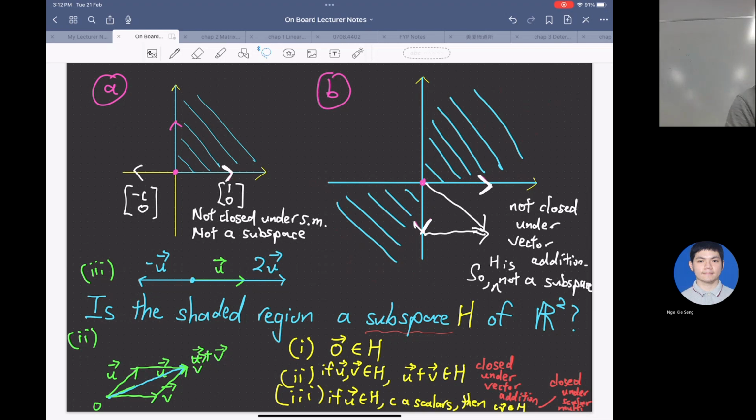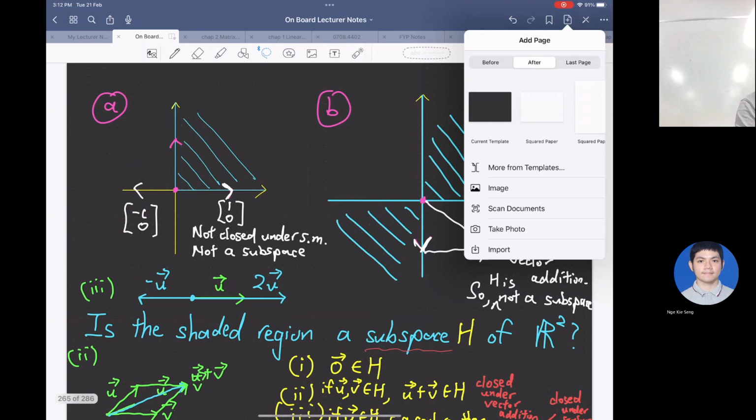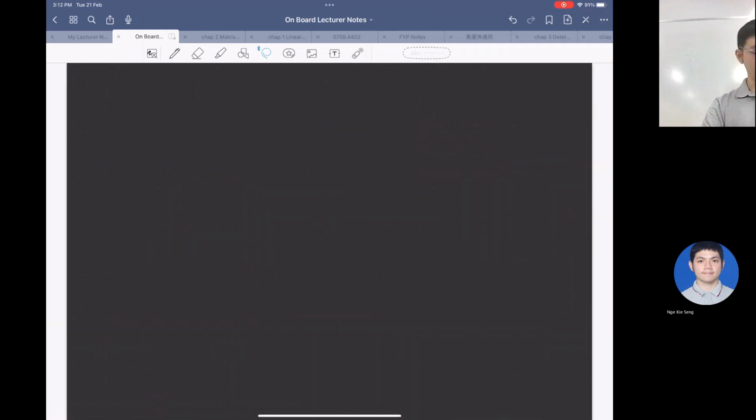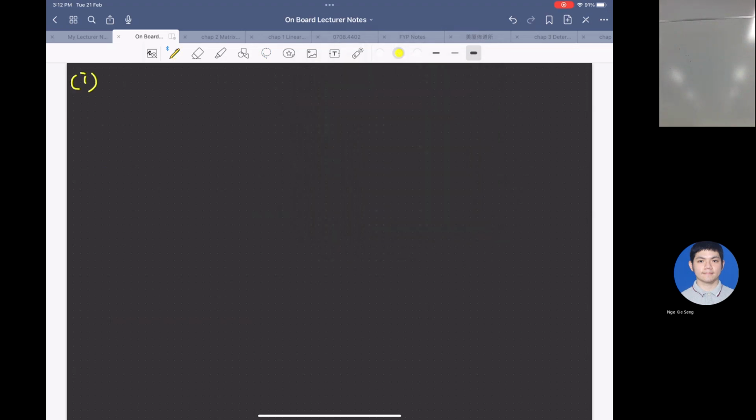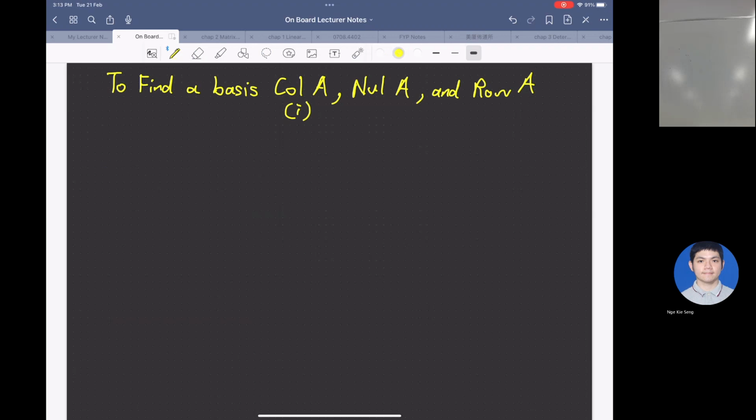Okay, all right. Some tips for the quiz. Someone came to my office and asked me about how to find a basis for col A, for null A, and for row A. If you have tried the exercise, you should know it by now already, but let me summarize for you. Let's break into three cases.